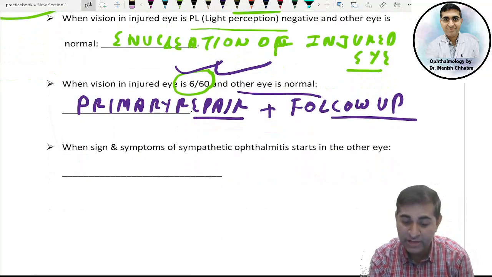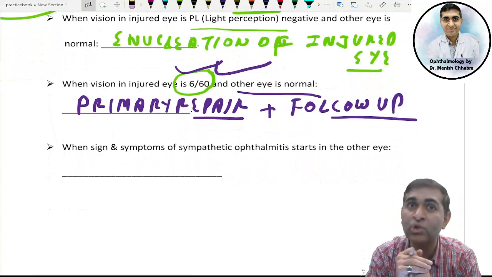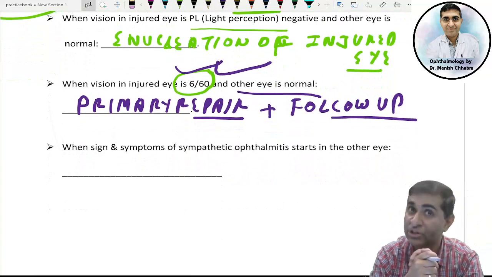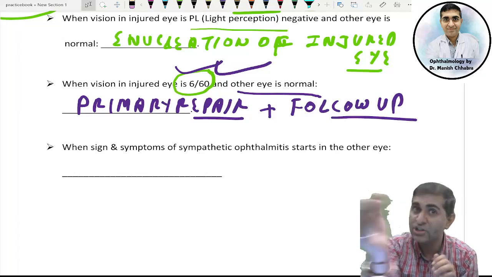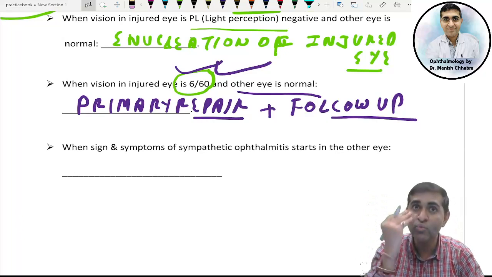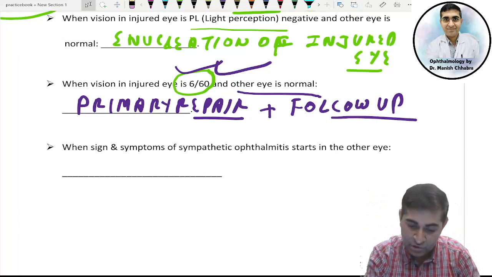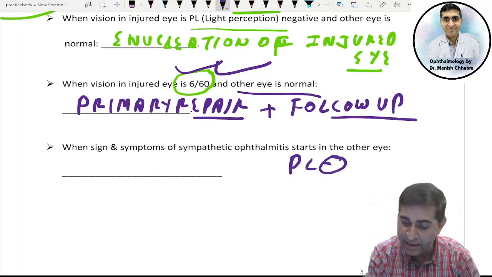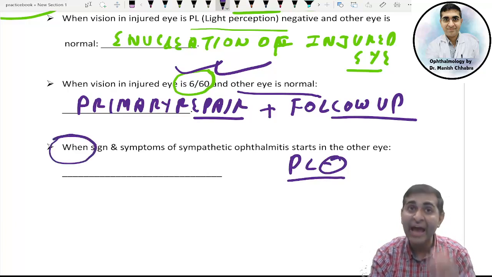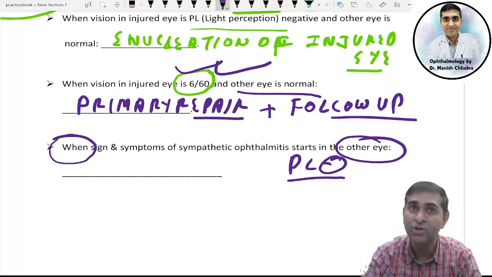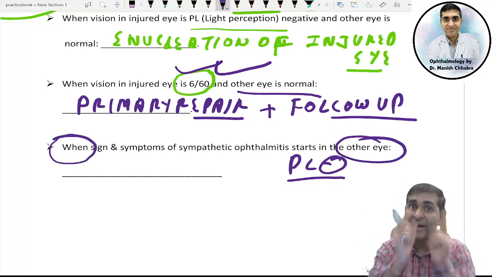Now there is the third criteria. Now the patient has come to you late, say after 2 weeks or 3 weeks, but I told you the dangerous period is 2 weeks to 2 months. Some books mention even 3 months. So one eye is PL negative, and the other eye has developed the signs and symptoms of sympathetic ophthalmitis. What will you do? You have read it before.